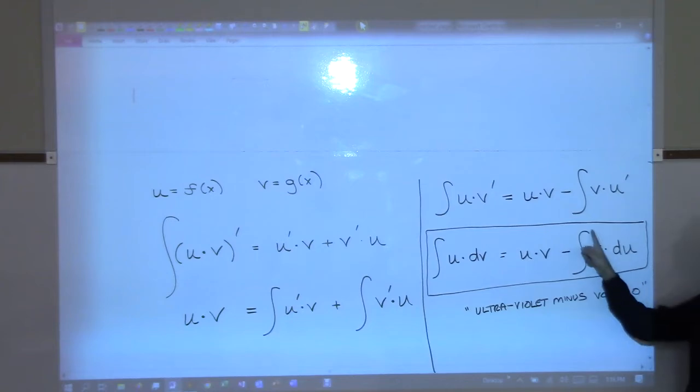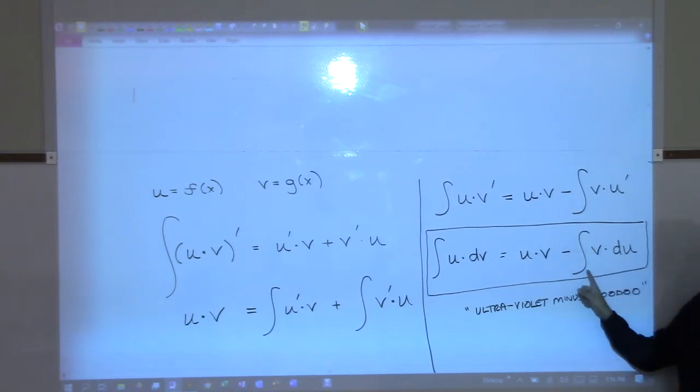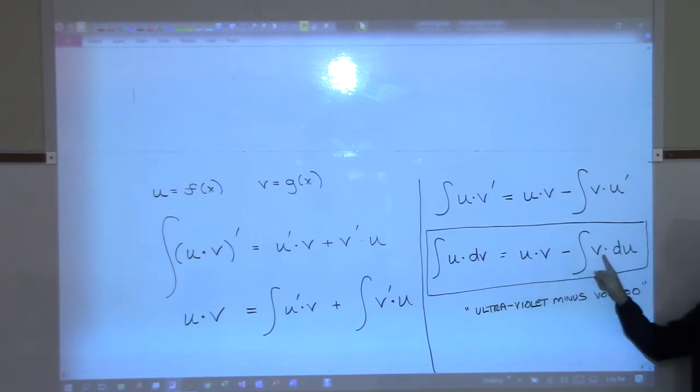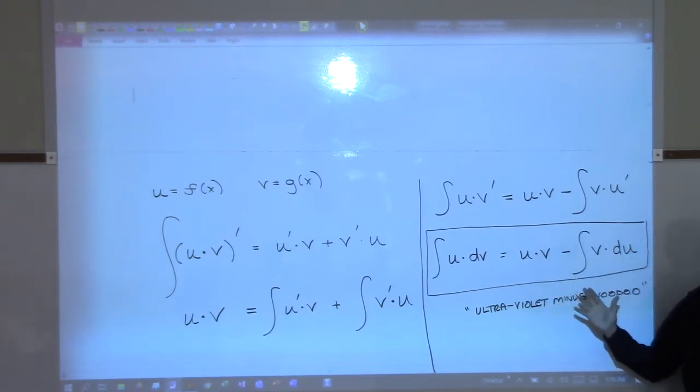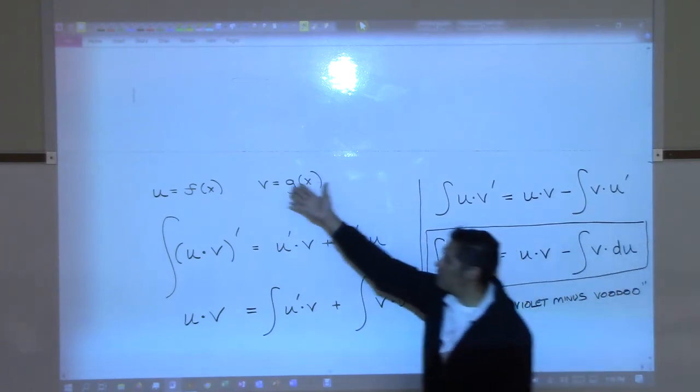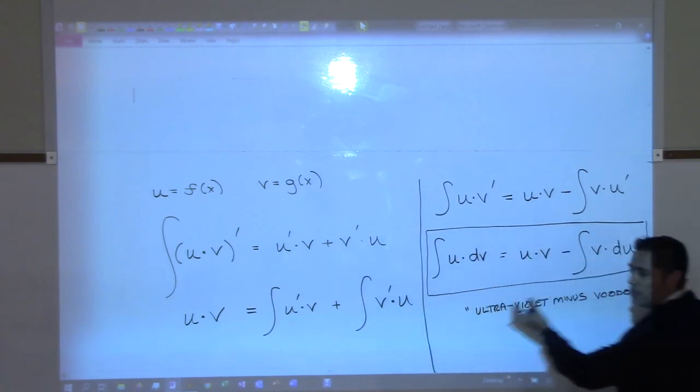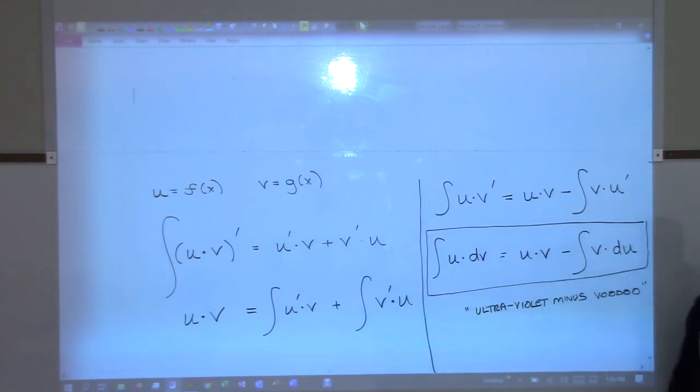Now, you have to remember the integral here. That part you have to remember. But ultraviolet minus voodoo is just a nice, quick, easy way to remember the formula we're using. Right now, all I've done is show you, hey, if this is true, then I can do this, and we have this formula. But let's talk about why this formula is useful, what it allows us to do.